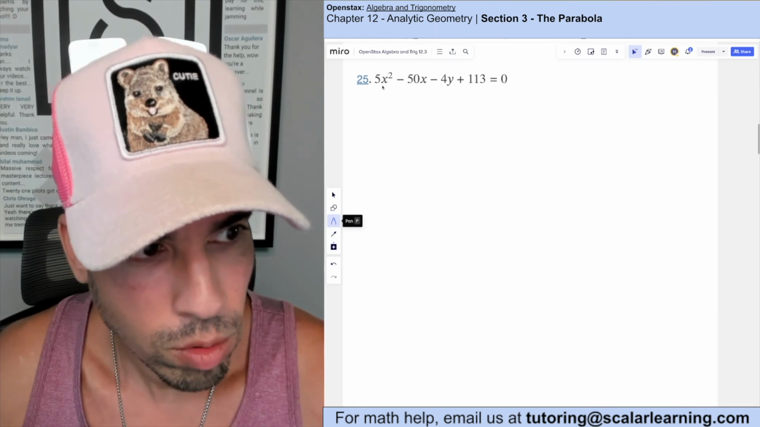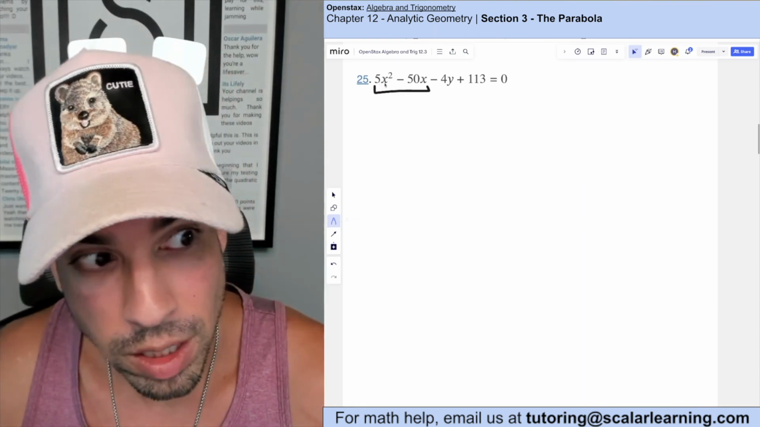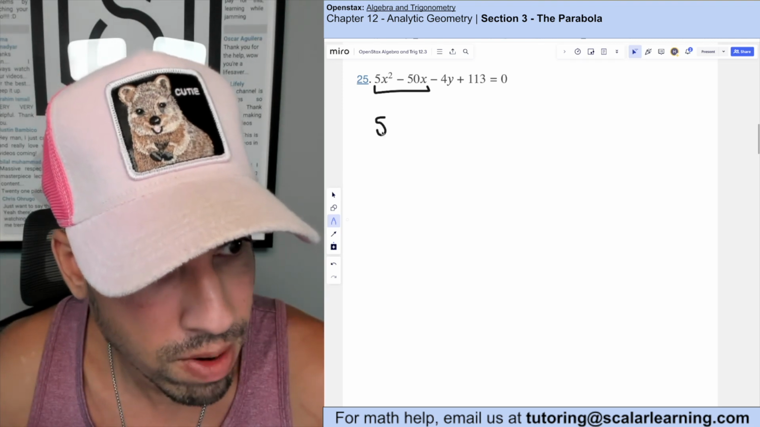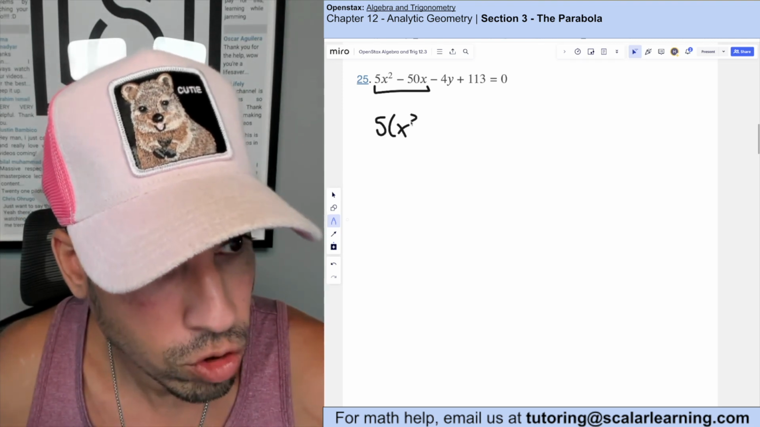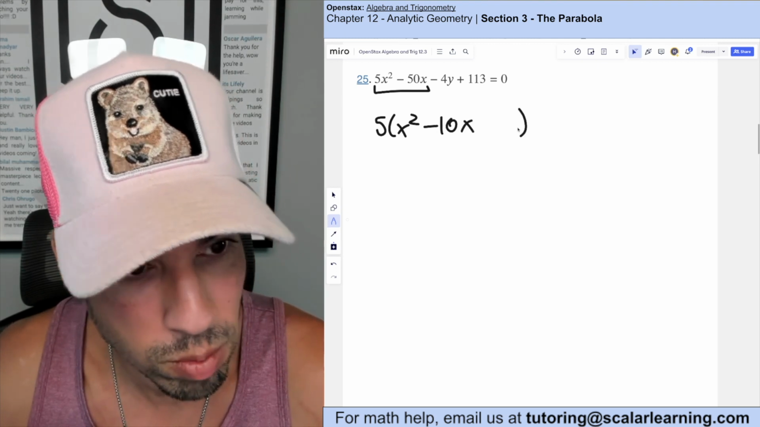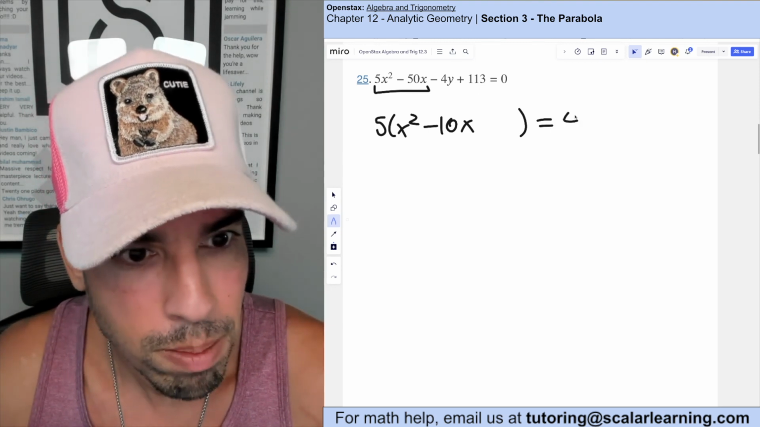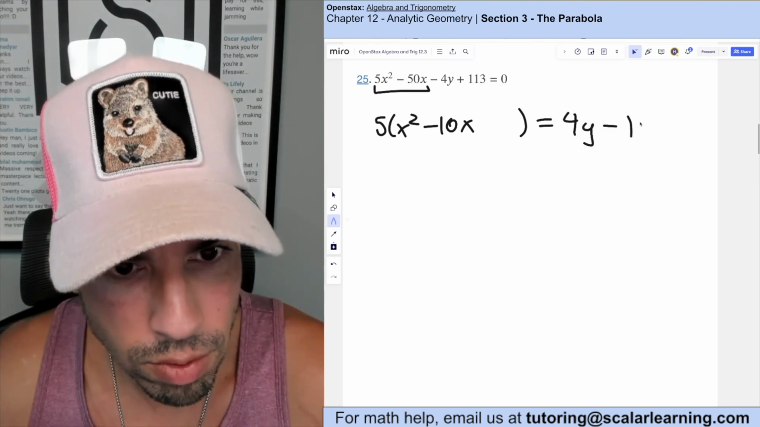Done. So for this one, we're going to start by grouping these two together and factoring out a GCF of 5. So we got 5 times x squared minus, and then 50 divided by 5 is 10x. We're going to leave some room because we're going to eventually complete the square. And that equals, and then we're going to move everything else over: positive 4y and negative 113.